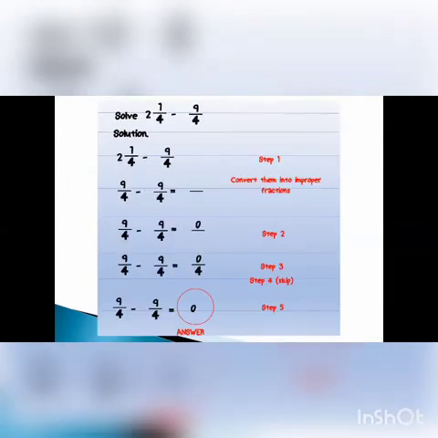Let's see one more example of a mixed fraction. 2 whole 1 by 4 minus 9 by 4. Now we are going to convert them into an improper fraction. 4 multiplied by 2 is 8, plus 1, that is 9. So 9 by 4 subtracted from 9 by 4 gives the answer 0 by 4. 0 by 4 or 0 is the same.